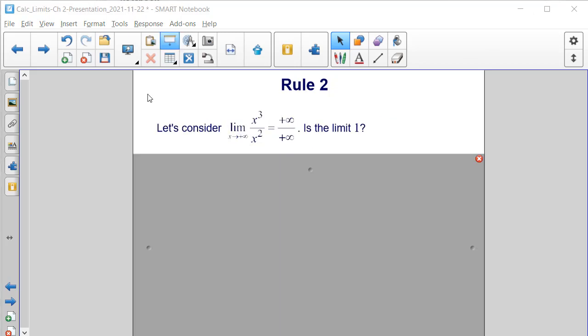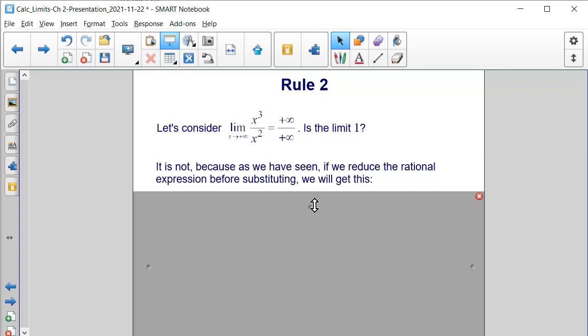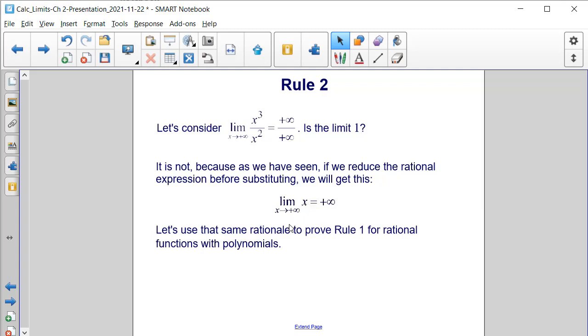Let's consider the limit of x cubed divided by x squared as x approaches positive infinity. When we use direct substitution, we will find that it equals positive infinity divided by positive infinity. Is the limit 1? It's actually not, because as we have seen, if we reduce the rational expression before substituting, we'll end up getting something even simpler. x cubed divided by x squared is just x. So we'll get the limit of x as x approaches positive infinity, and that's equal to positive infinity.